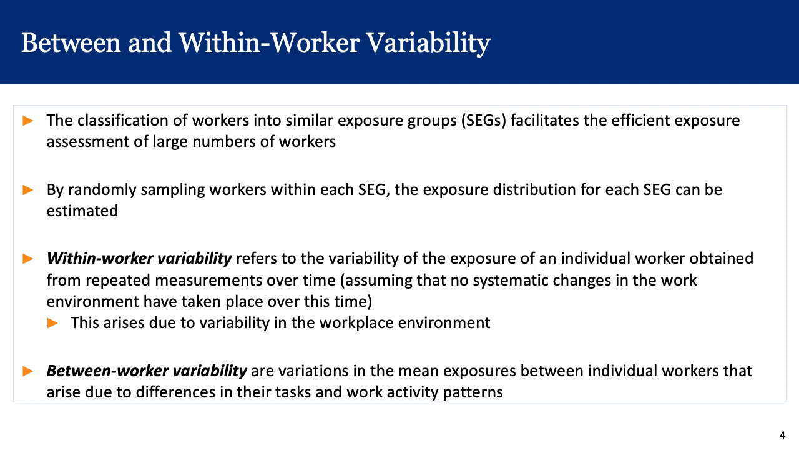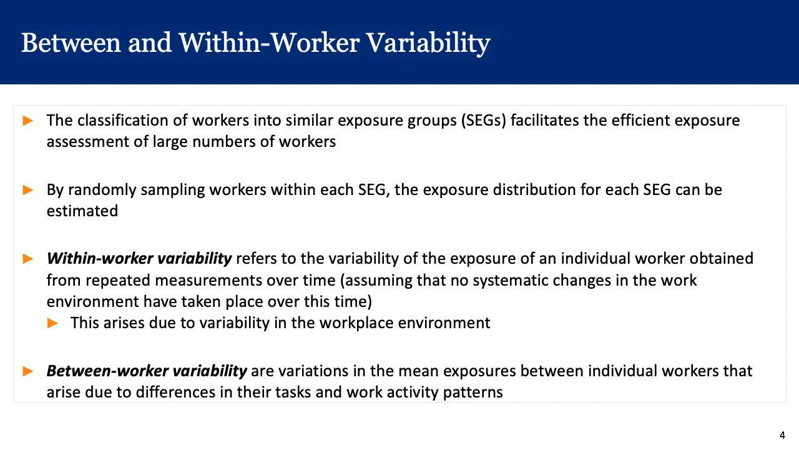There are 2 primary reasons for variability of exposures in an SEG. One is within worker variability. This is the variability of the exposure of one worker obtained from repeated measurements over time. And when we do this, we are assuming that the work environment itself has not been subjected to any systematic changes. By that, I mean that there has not been, for example, a new ventilation system put in, or any change in the production schedule, or the workers are not changing the rate of production. This within worker variability arises due to random variability in the workplace environment. So even though there is no systematic change, there is random variability in the environment.